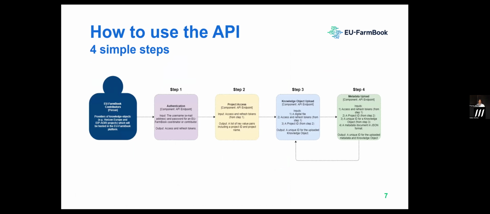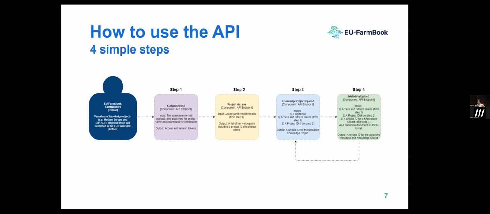And let's see how to use this. As I said before, you have to first be on the platform, EU-FarmBook, authenticate yourself, then you get some access. So for example, let's say you are a contributor and you want to upload some data to the EU-FarmBook, you should have some project assigned to you. And how will you get that access? A coordinator should give you access to that project so that you can see that you are a contributor and have these projects access to you. After that, you upload the data.